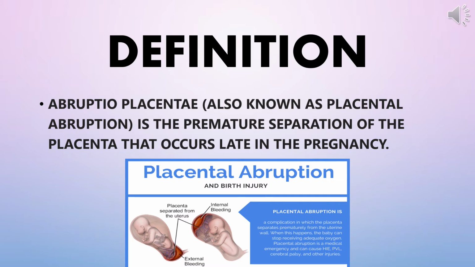First of all is the definition. Abruptio placentae, also called abruptio placenta, is the premature separation of the placenta that occurs late in the pregnancy.